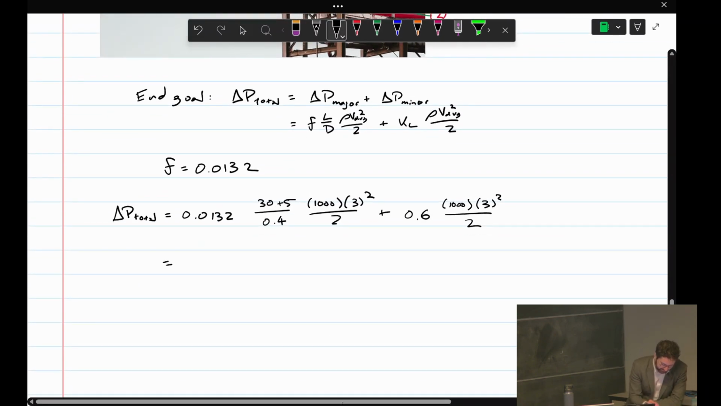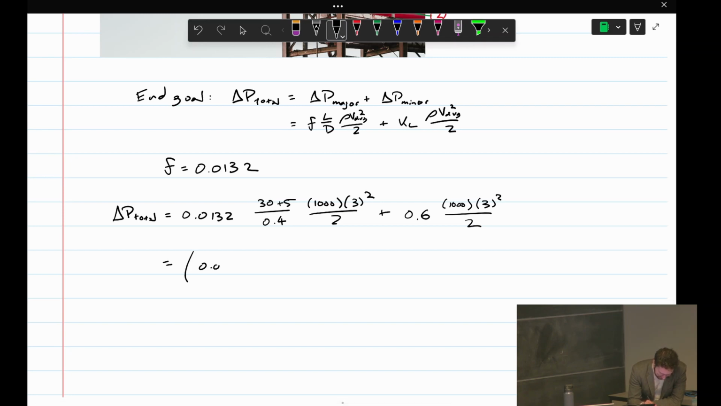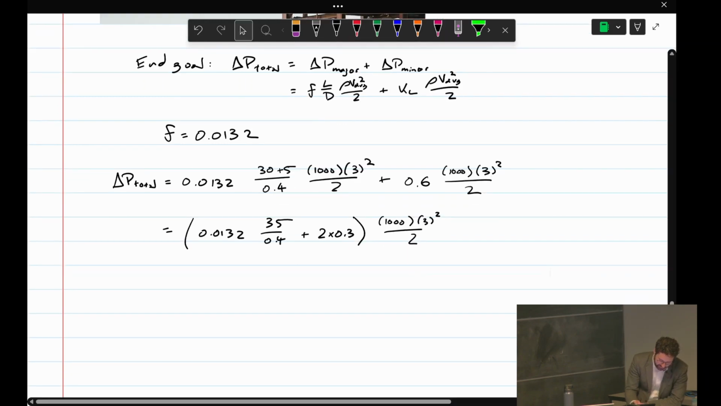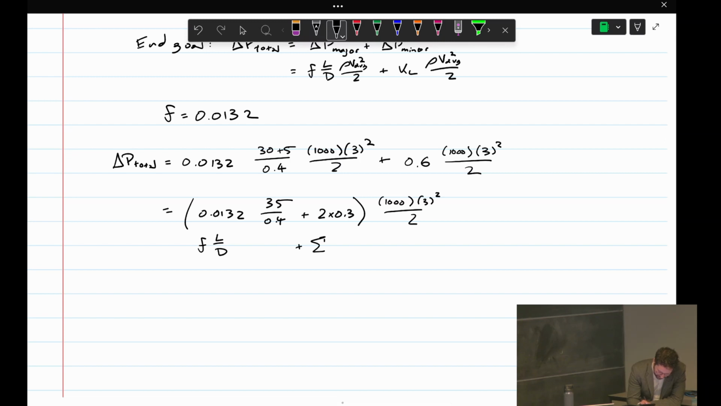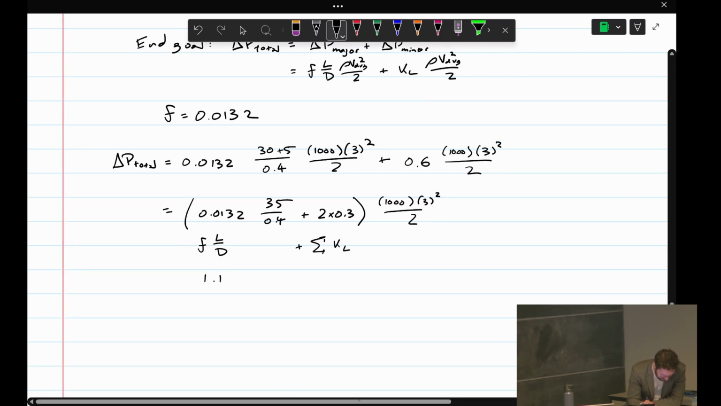Okay, so that's going to give us our total pressure drop. I'm going to factor this just so we can see. So I just factor this to, this is basically FL over D plus the total minor loss. And the magnitudes of these are 1.155 and 0.6.